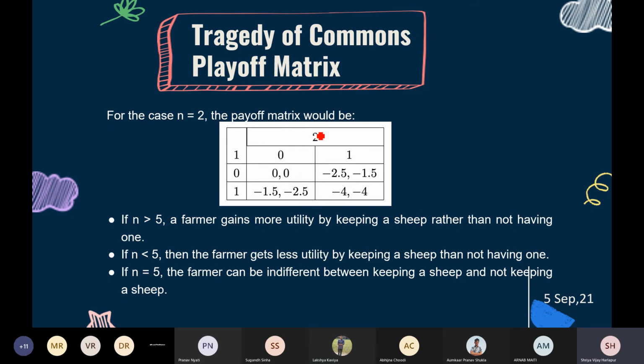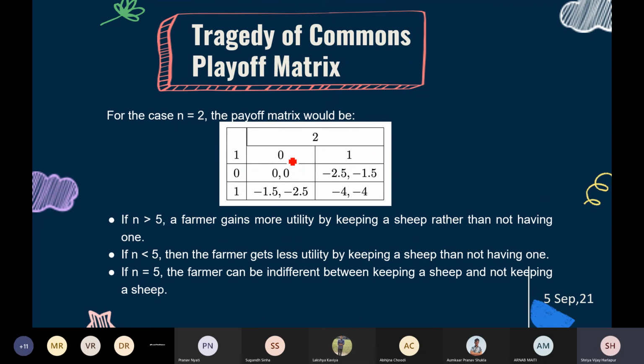Okay, so we've seen that. We're going to fix one case. Suppose farmer 1 doesn't know what farmer 2 is going to do. So we fix and say, in case farmer 1 doesn't choose to keep a sheep, the possible utilities for farmer 1 are minus 1.5 and 0, right?